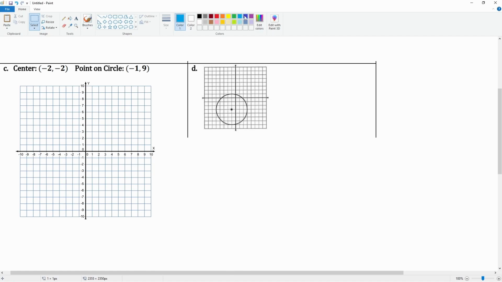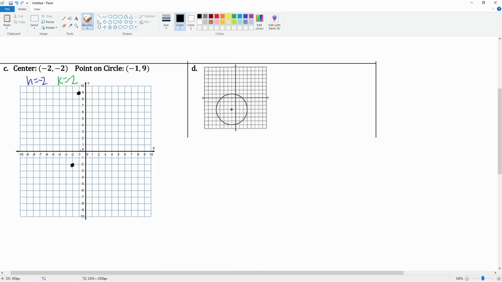Okay, so I'm going to graph. I have the center, so let's label the center here. h is equal to -2 and k is equal to -2. All right, so this is very important. Let's grab the center first, -2, -2, which is right here. And the point on the circle, -1, 9.1 is up here. So you need a way to find the radius here.